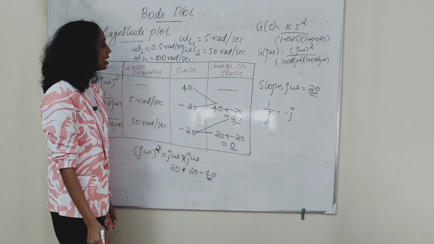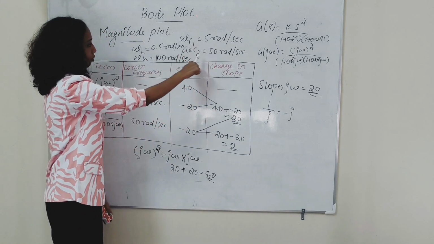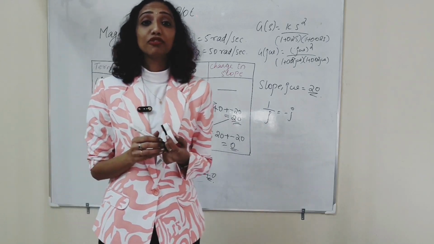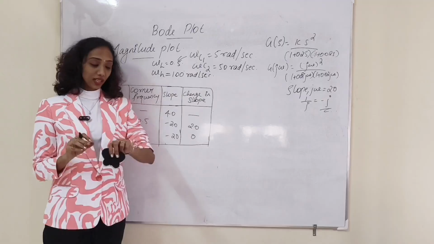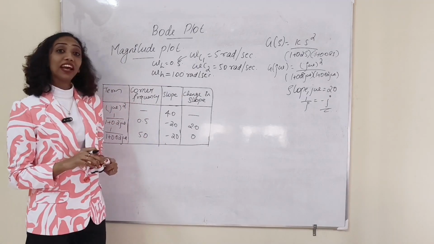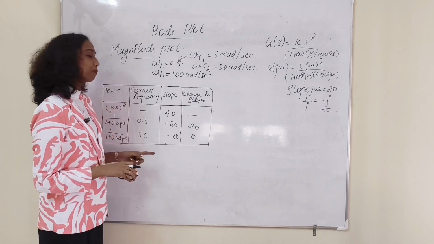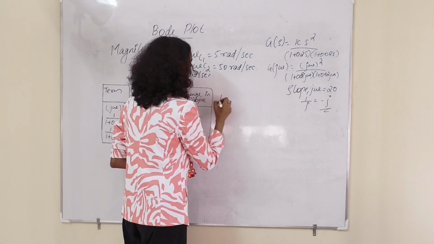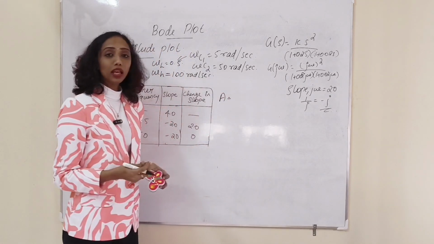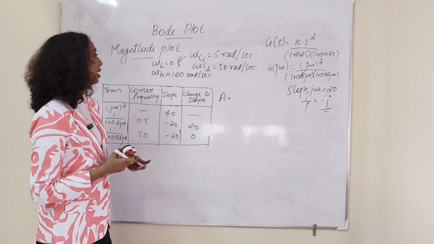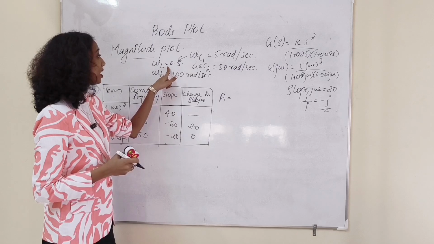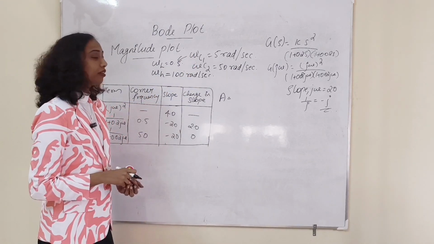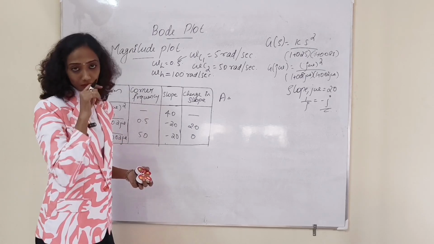Clear? So we have the four corner frequencies in the tabular column. The next and last step is to find the gain. Let's assign the gain as A. For finding the gain, we have four frequency values: omega L, omega H, omega C1 and omega C2.